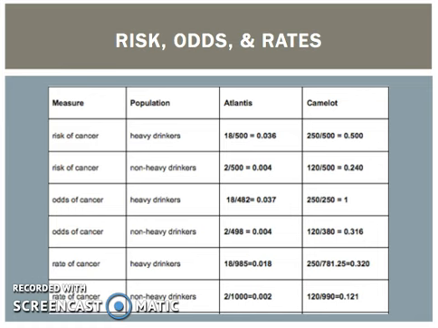For the purposes of this lecture, we will only be looking at the city of Atlantis, and as you can see so far, the risk, odds, and rate of getting stomach cancer is higher in heavy drinkers than it is in non-heavy drinkers in every incidence.